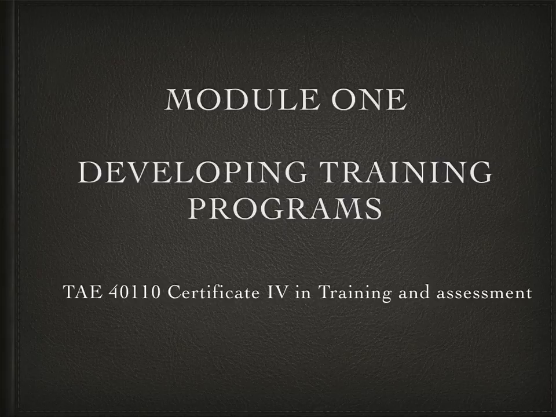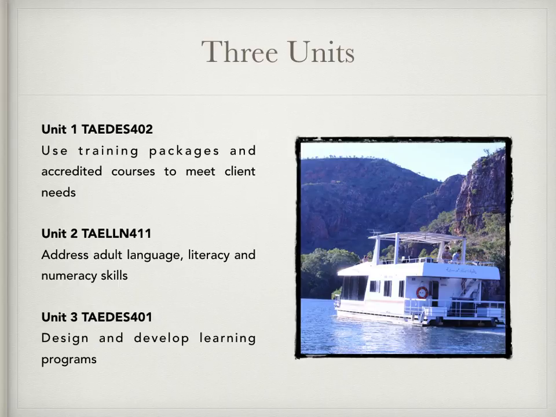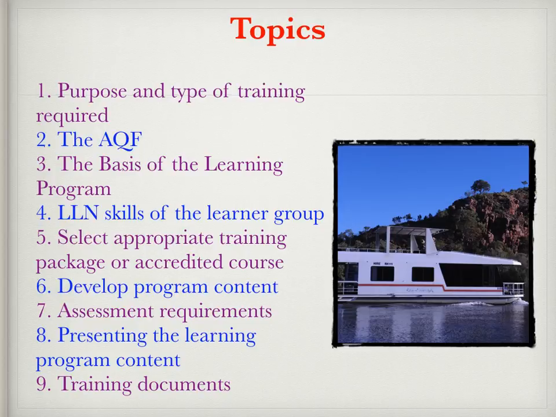This TAE training program is in three parts. Module 1 is Developing Training Programs. Module 2 is Assessing Training Programs. Module 3 is Delivering Training Programs. This first unit, Module 1, Developing Training Programs, has 3 units in it, these 3 units. And these are the topics.